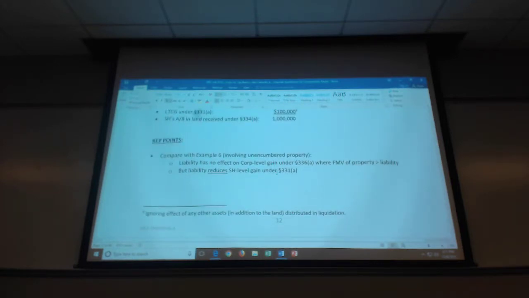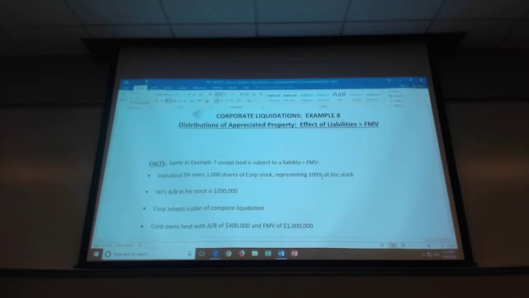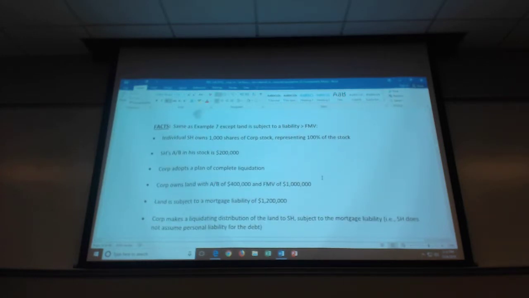So the key points, which I just said: the liability has no effect on the corporate level gain so long as the liability is less than fair market value. But the liability does reduce the shareholder level gain. And switching to the fact pattern where the liability is greater than value. So in this example, we're assuming that the land is still worth $1 million, but it's subject to a mortgage of $1.2 million. It's essentially similar to what we studied for non-liquidating distributions.